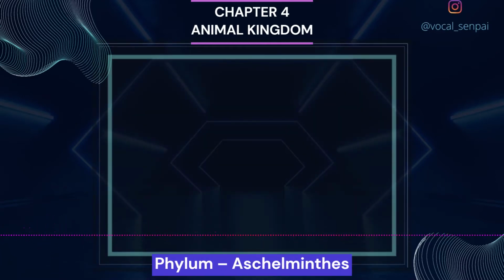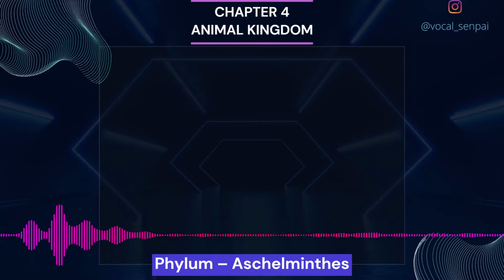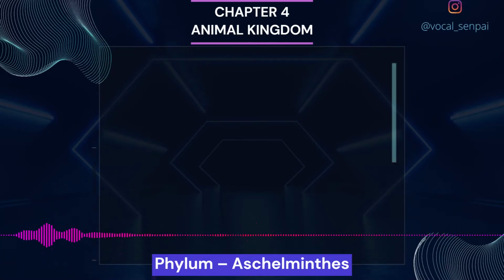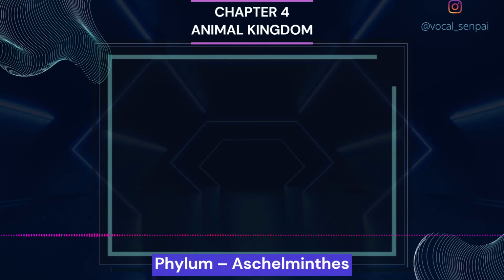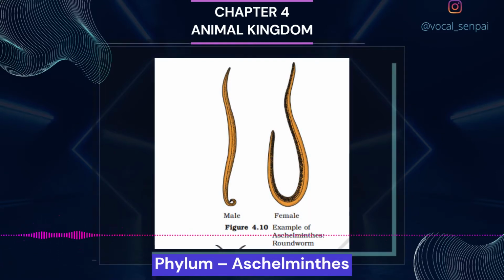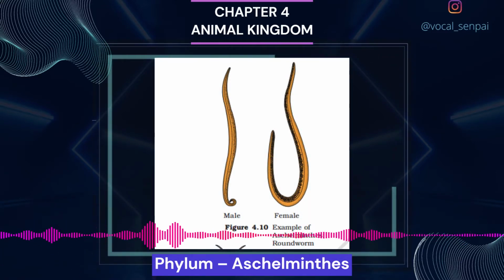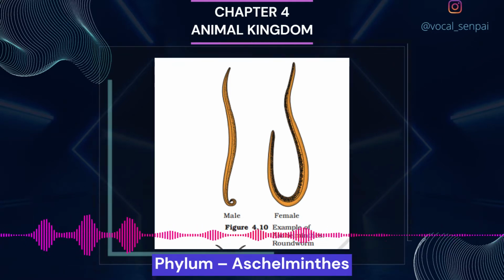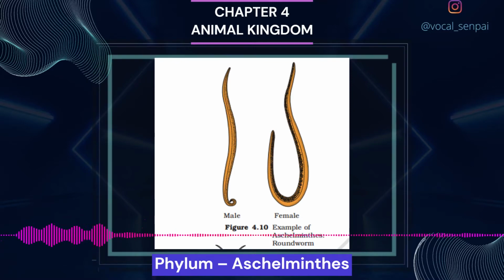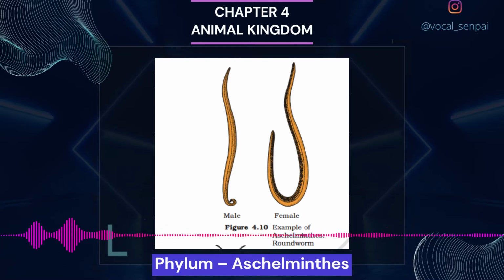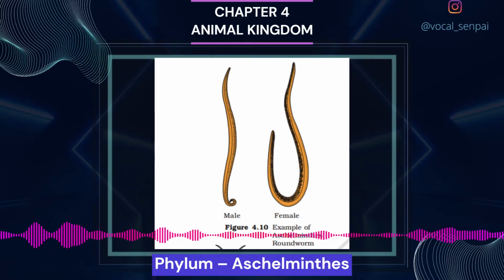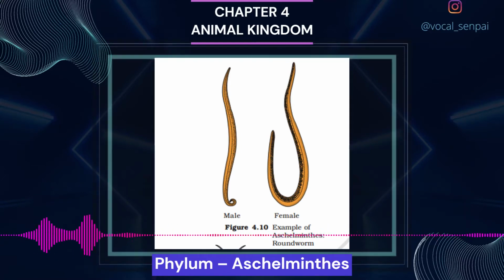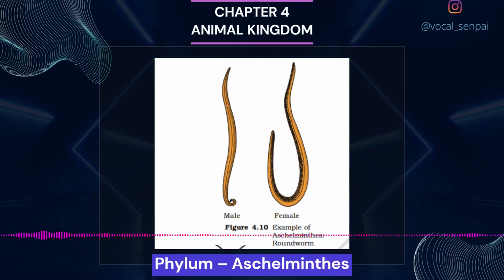Phylum Aschelminthes. The body of the Aschelminthes is circular in cross-section, hence the name roundworms, Figure 4.10. They may be free-living, aquatic and terrestrial, or parasitic in plants and animals. Roundworms have organ system level of body organization. They are bilaterally symmetrical, triploblastic and pseudocoelomate animals. Alimentary canal is complete with a well-developed muscular pharynx.